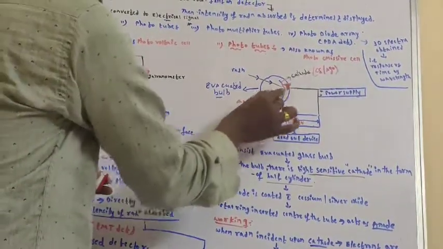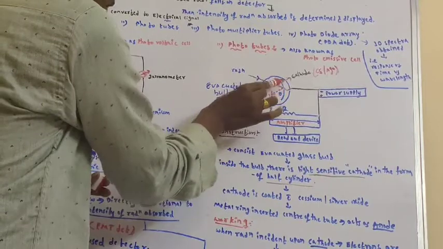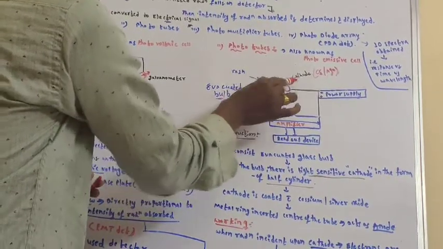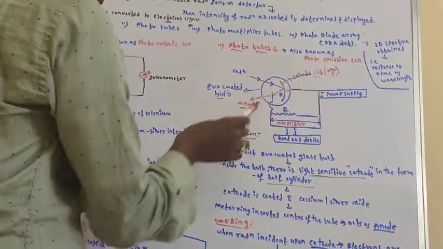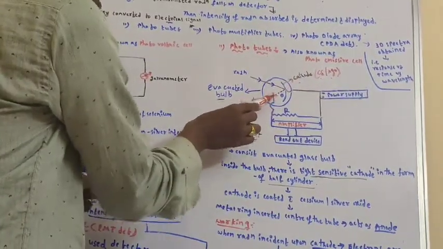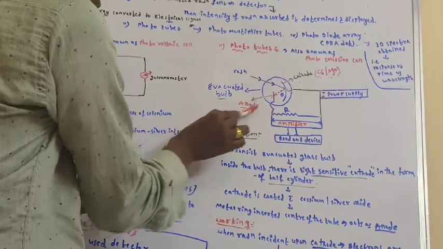Okay, this is the evacuated bulb. It consists of one light sensitive cathode, because this cathode is made up of a light sensitive metal, that is cesium or silver oxide. At the center of the tube, a metal ring is inserted that acts as an anode.